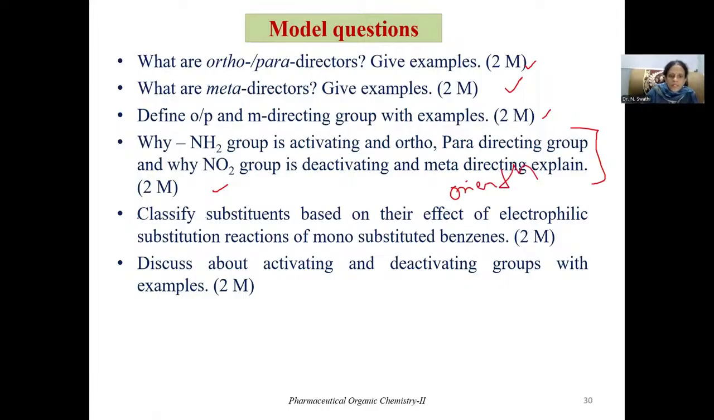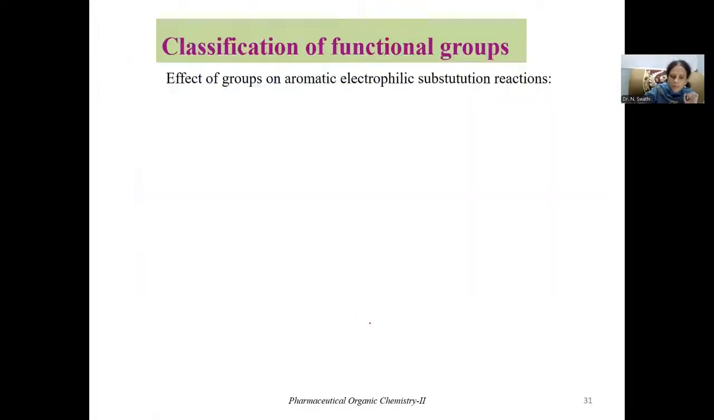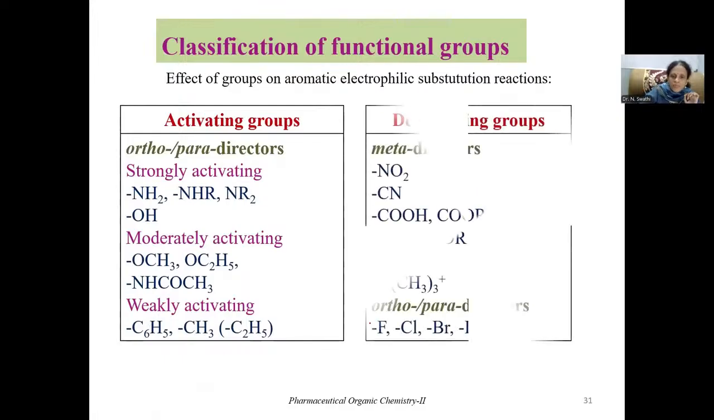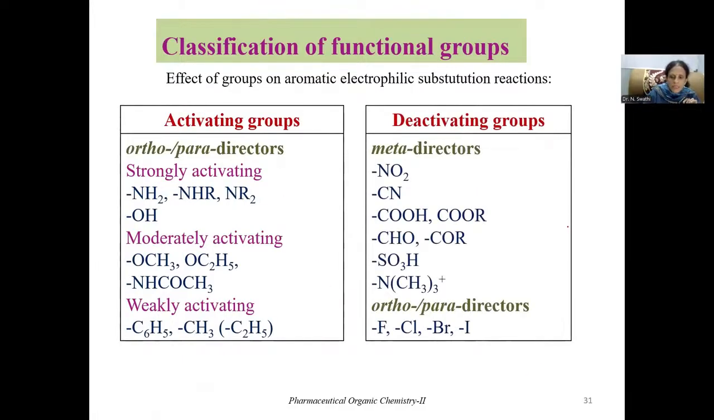Now the next one is classify substances based on their effect on electrophilic substitution reactions of monosubstituted benzene. That means again you will give that particular table, and discuss activating and deactivating groups with examples. 2 marks. If you just remember this particular table, that is more than enough.